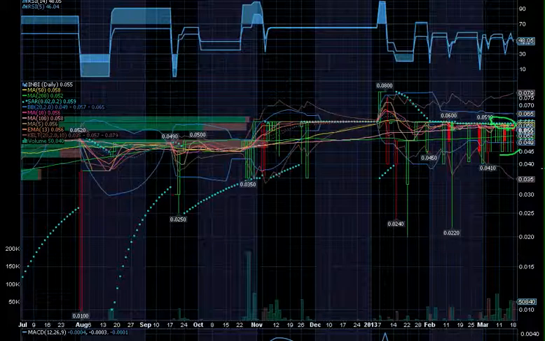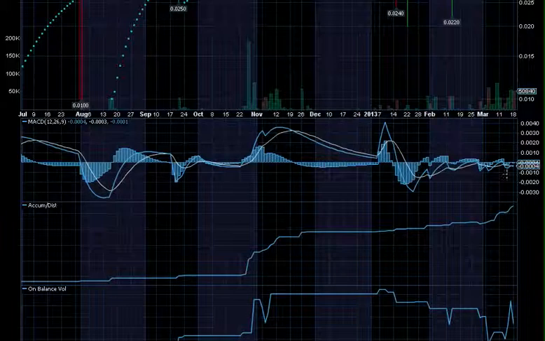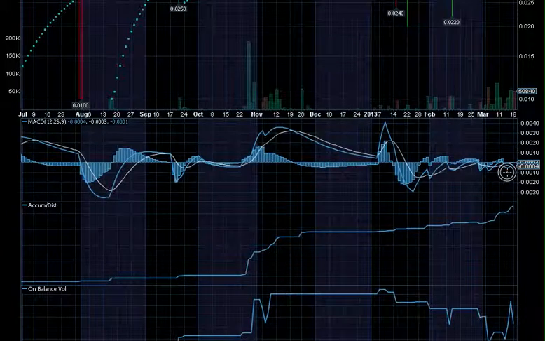The next thing I want to point out is the MACD and the TRIX, which are currently coming together. They're both short-term momentum indicators. They're intersecting, and they're both about to make a bullish crossover with positive divergence. They're both about to become very bullish.